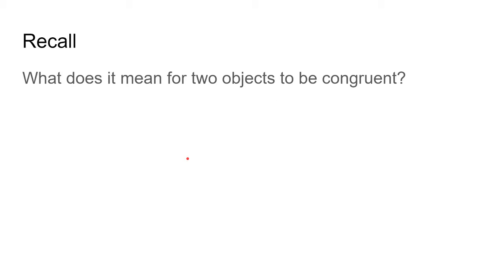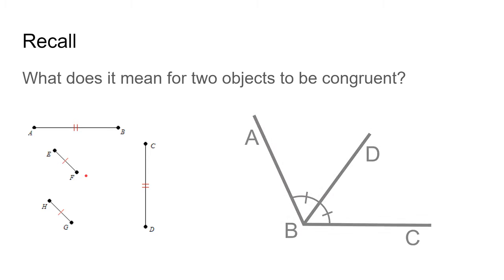So remember, what does it mean for two objects to be congruent? If we're talking about two segments, the two segments are equal in length. So EF and HG have the same length, and AB and CD have the same length. When we're talking about angles, that means the measures of the two angles are equal.